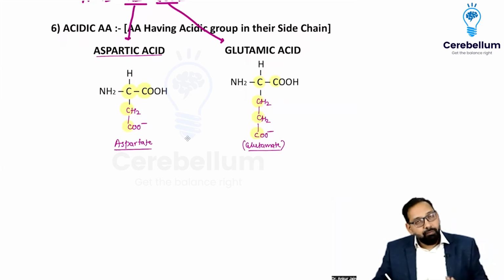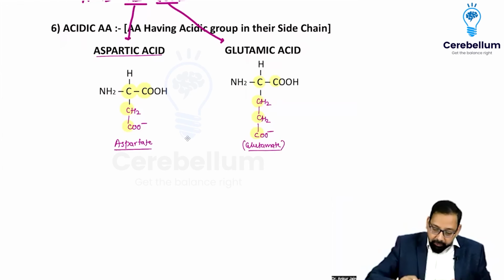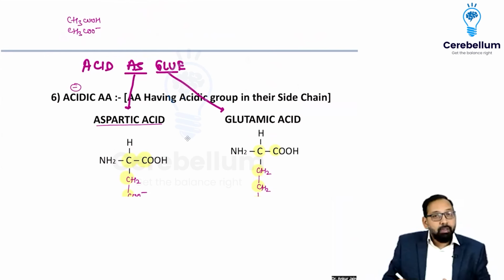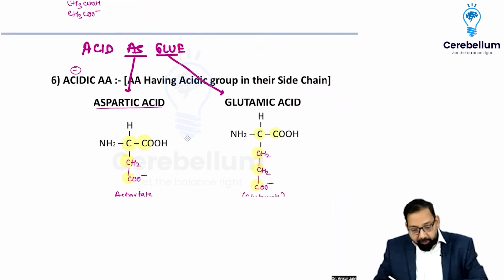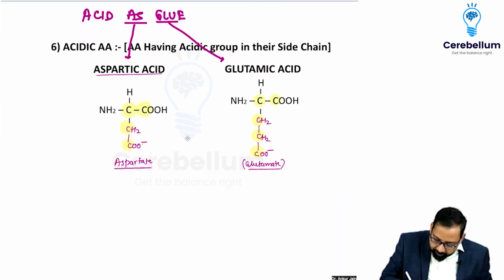Again, I'm saying if you forget, I am not concerned. But if you have a little bit of idea, it will help you to remember and solve different questions in your exam. So aspartate and glutamate, we know, have negative charge. So acidic amino acids are having negative charge. Okay, we found that wherever a carboxylic group is there, it can bind with ammonia.